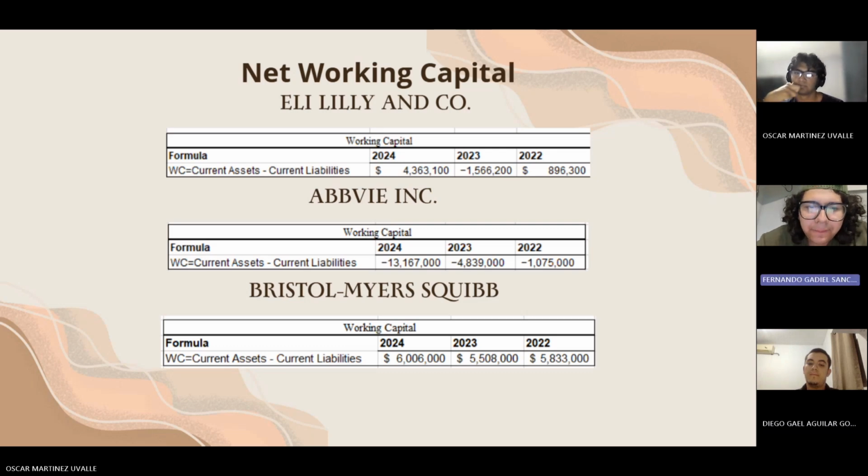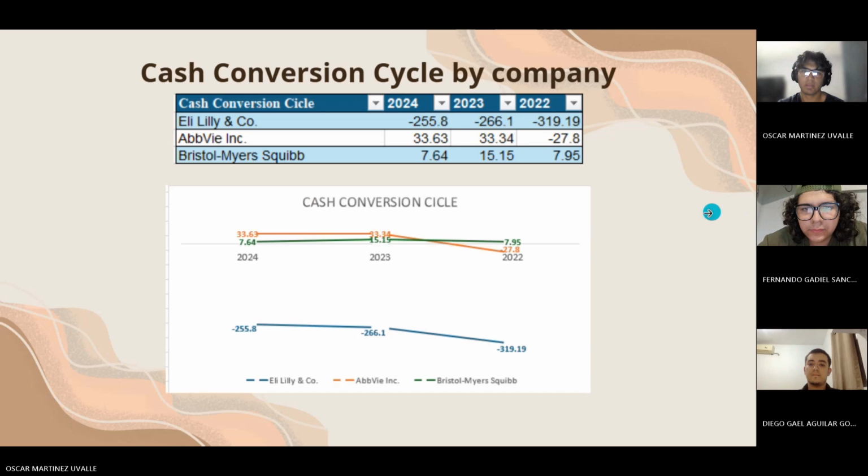Then we have the net working capital of Bristol-Myers Squibb, and we can check that we subtract the current liabilities from the current assets, and all are positive and are almost like regular numbers. And then by that, we have the cash conversion cycle.